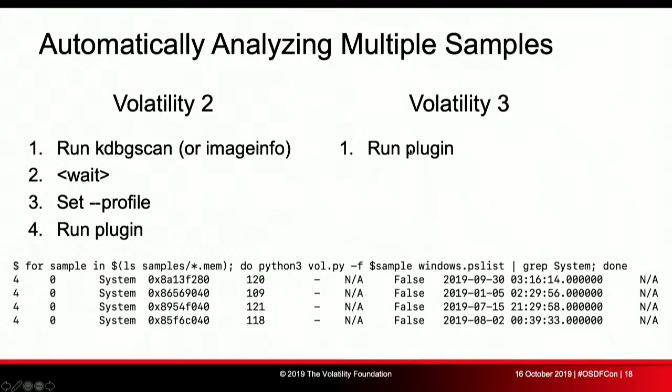Whereas with Volatility 3, all you have to do is run the plugin. So if you look down here, it's a very simple bash one-liner. So for every memory sample in a directory, we're just running Python 3 against it. We're running windows.pslist.